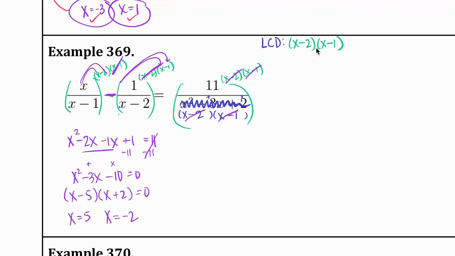And again, come back up here and just look at your original equation. If we plug either one of those numbers in for my x's, do we get 0 in the denominator? In this case, no. So both of my solutions work.